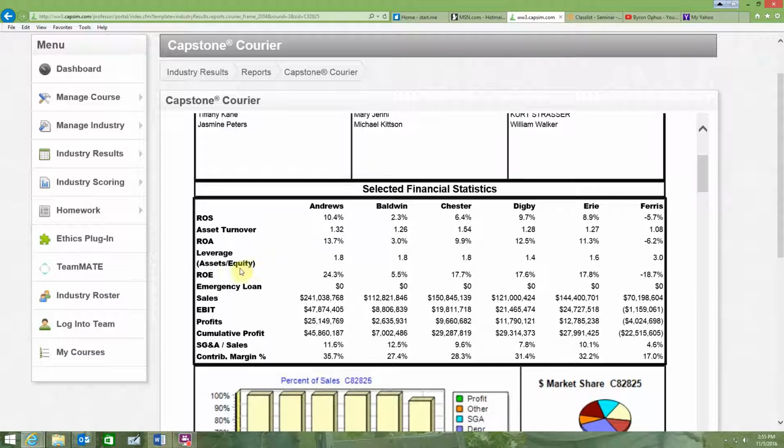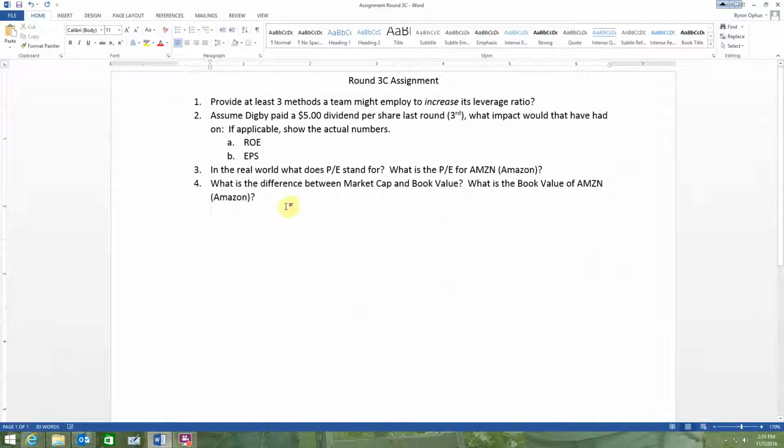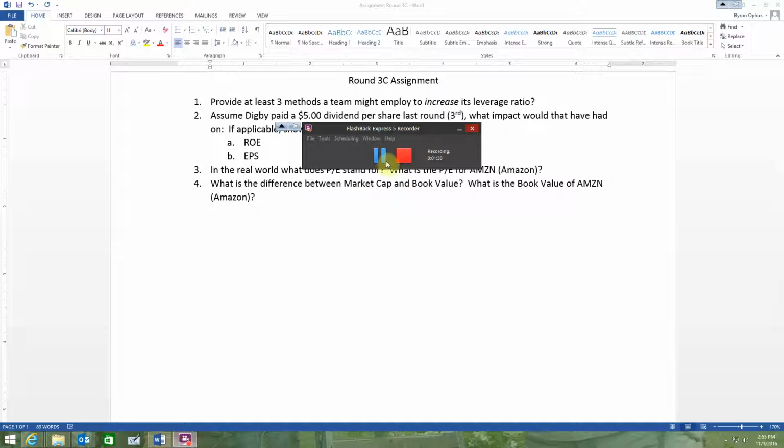And see where it says leverage is equal to assets divided by equity. Okay, so what would be maybe an example? I'm going to try to think of an example that would not increase the leverage ratio. Let me sign out for a second and I'll think about that.